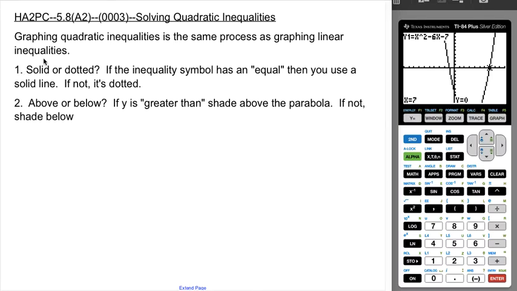So solid or dotted: if the inequality symbol has an equal to, then you use a solid line for your curve. And if it's not equal to, then you use a dotted line. And if y is greater than, you shade above the parabola, and if y is less than, you shade below the parabola. And that's really it. So let's walk through two quick problems.